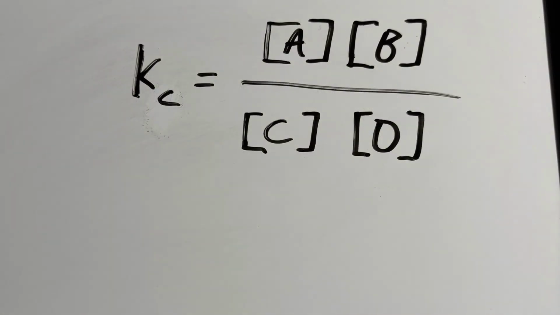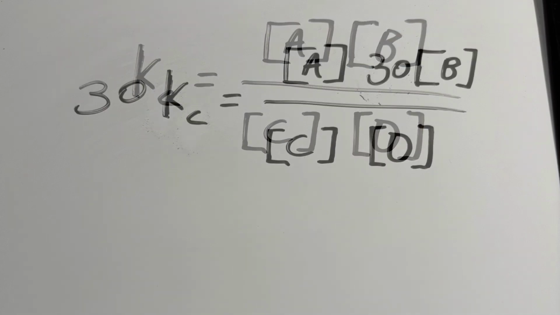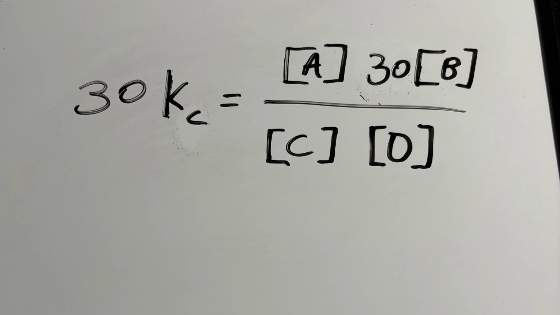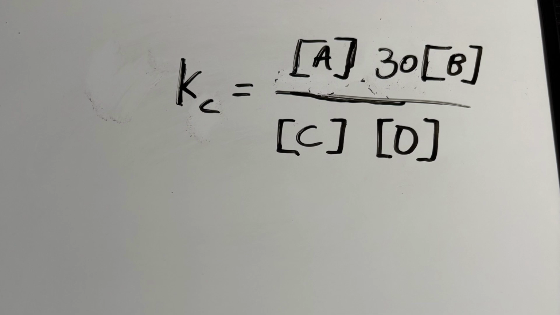Another way to look at it is with the equation for the equilibrium constant. So if you increase the concentration of B by 30 times, you end up drastically changing the equilibrium constant, which means A, C, and D will have to change. A will decrease and C and D will increase in order to keep the constant, well, constant.